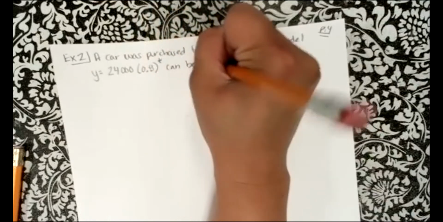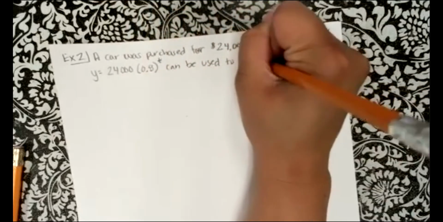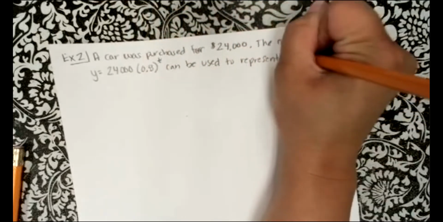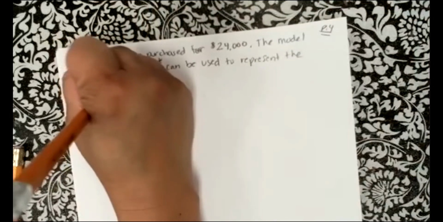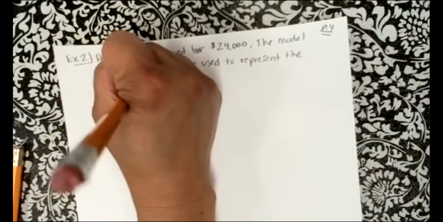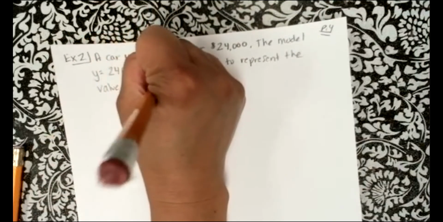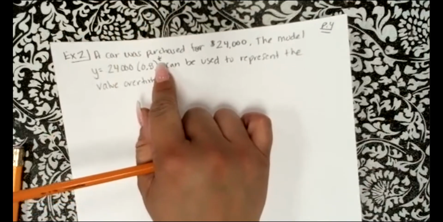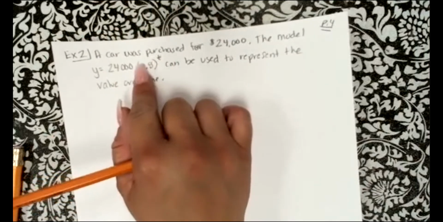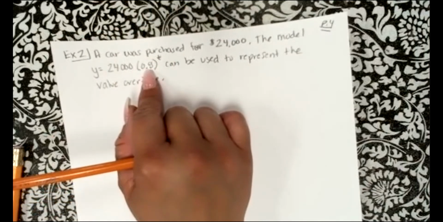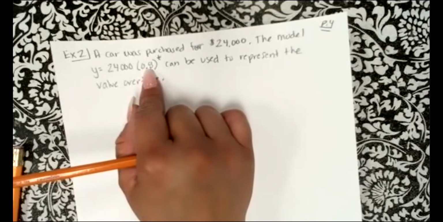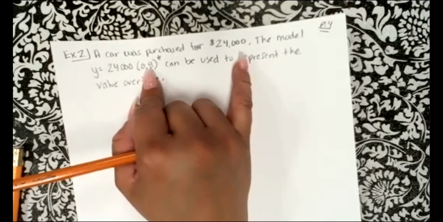It can be used to represent the value over time. That's the reason why I wrote a t instead of an x. Now, right here, your decay factor is 0.8. It is less than 1. That's why it's a decay. And think about it. When you drive a car off a lot, it depreciates. It goes down.